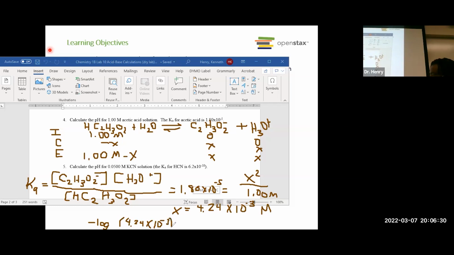Yes, but they're asking for the pH, right? Which is the same thing as the pOH, which is going to give us our x value. So we need to use the x value for that. Does that make sense?